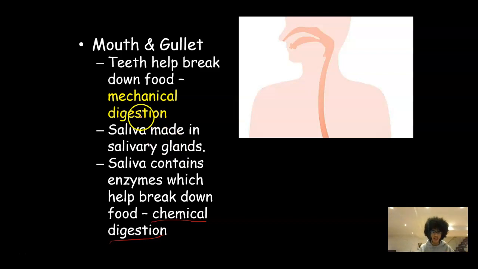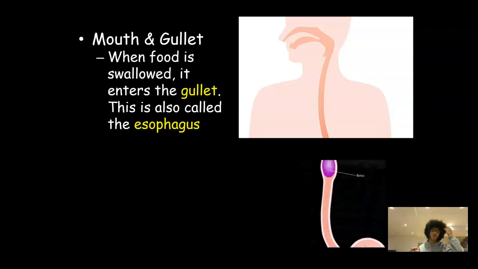Okay, so that's what's happening in the mouth. Now, the gullet is basically where food passes from after being broken down to some extent inside the mouth. When food is swallowed, it enters the gullet. We also call this the esophagus, and as I said before, sometimes we spell it with an O at the front, sometimes we don't. I don't think it really matters. I suspect it's because of the difference between Americanized and English spelling.